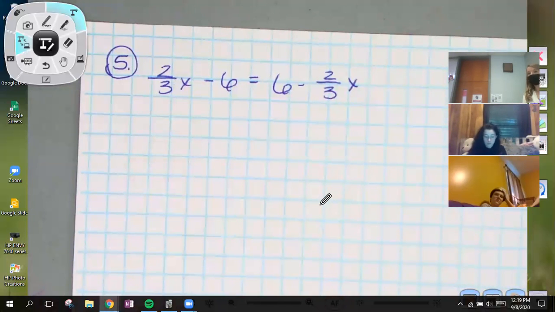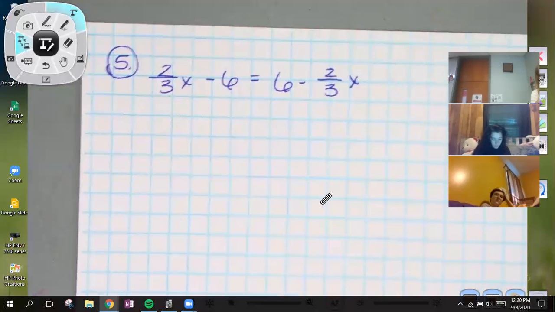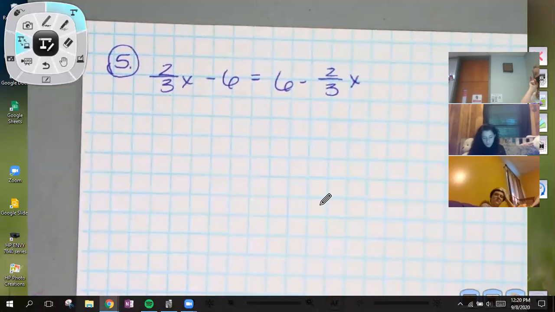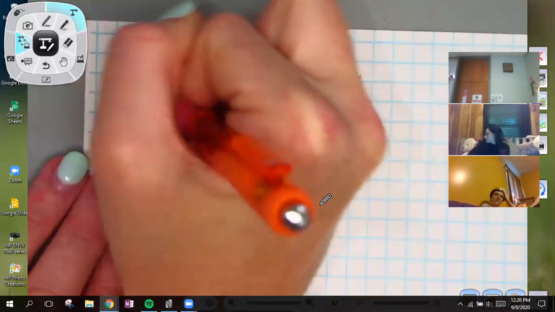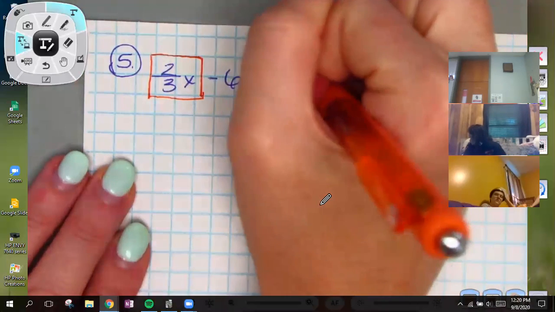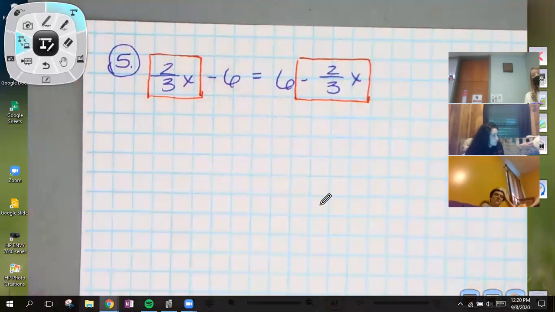When I'm doing this one, do I need to do the distributive property first? No. How do we know? There's no parentheses, so we don't even have to worry about that this time. So if I don't have to do the distributive property, what's my first step? Combine like terms. I like to combine my variables first. So I have 2/3 x and I have negative 2/3 x. I need to get those variables and move them to the same side of my equation.